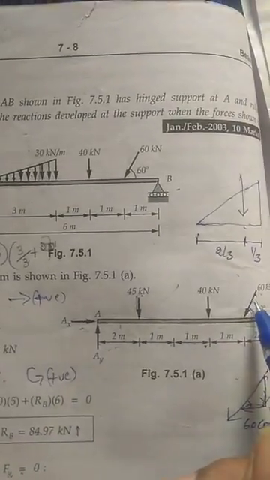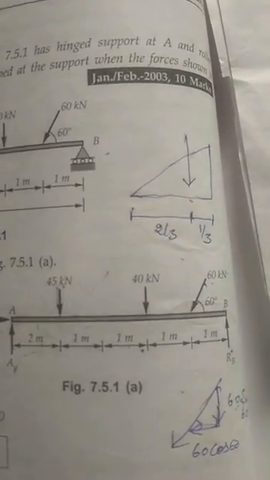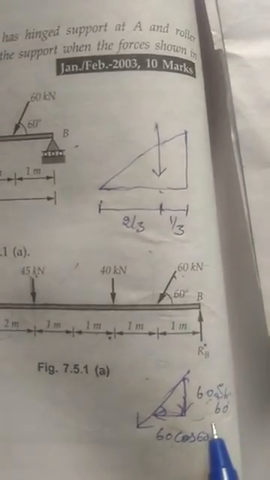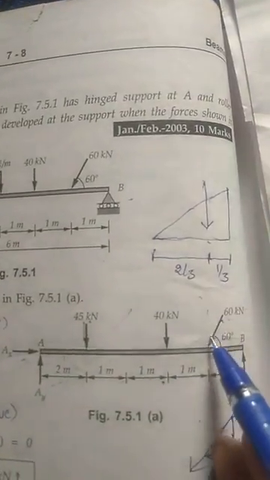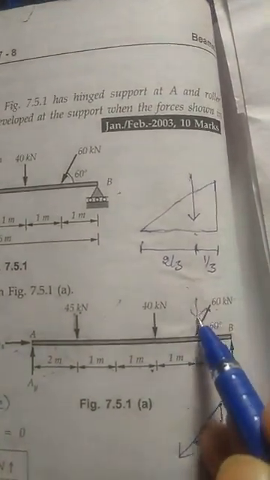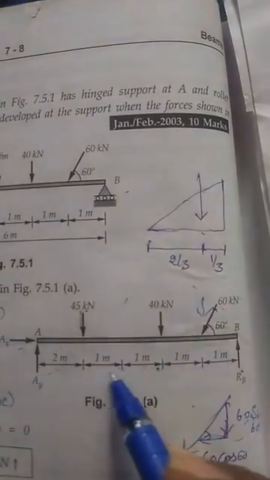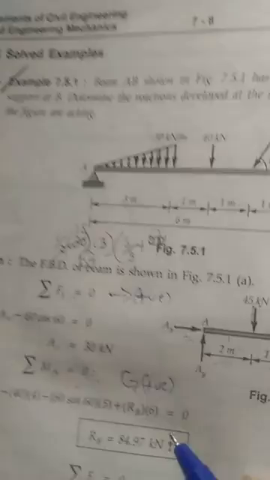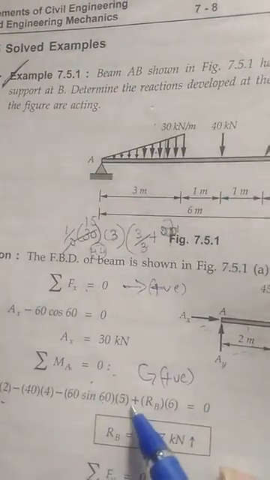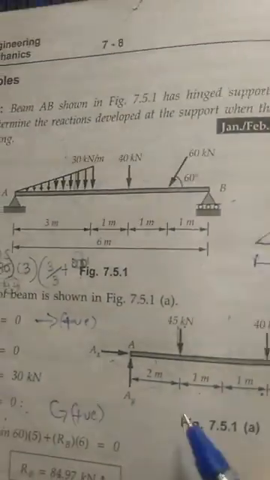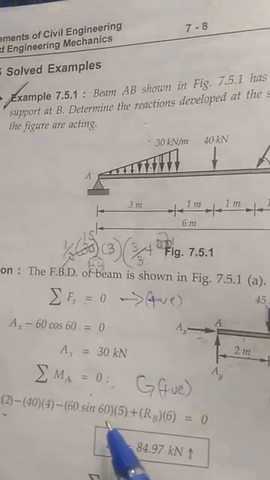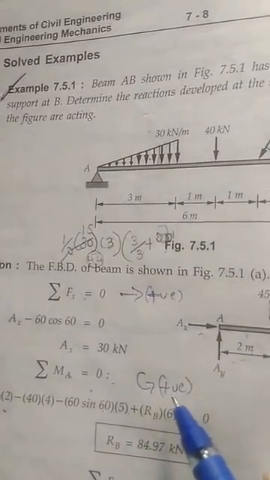Next, if you come to the incline, there are two forces. One is a vertical force, 60 sine 60, acting exactly here. So 60 sine 60 into the distance 1, 2, 3 plus 5, that is 5 meter, but it is acting in a clockwise direction, so it is negative. I have taken anti-clockwise as positive, that's why.